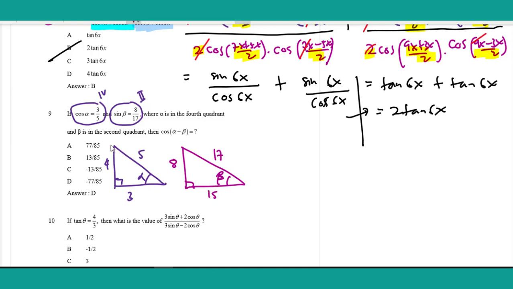Now I sketch the same pattern of triangle so that I know that for sine, this is y over r, y is here over r. And cos is x over r. x is horizontal, always horizontal. Okay, 3 over 5. Then now we have to expand this one first.